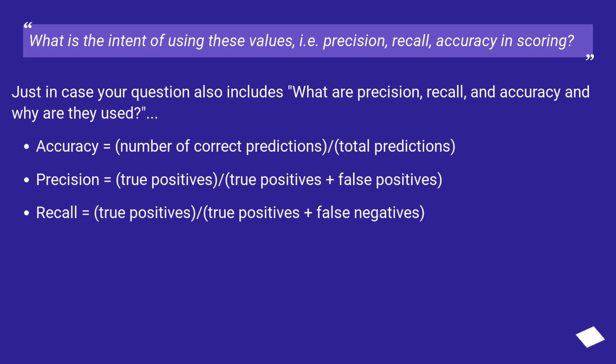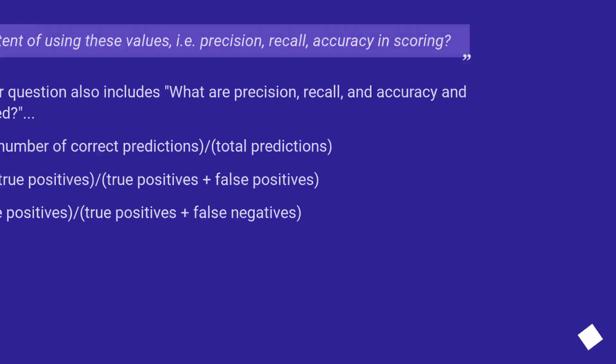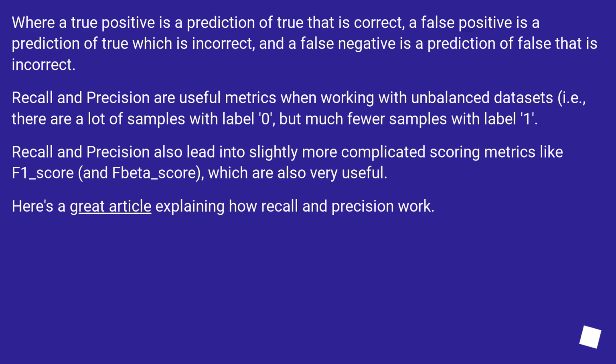Accuracy equals number of correct predictions over total predictions. Precision equals true positives over true positives plus false positives. Recall equals true positives over true positives plus false negatives. Where a true positive is a prediction of true that is correct, a false positive is a prediction of true which is incorrect, and a false negative is a prediction of false that is incorrect.